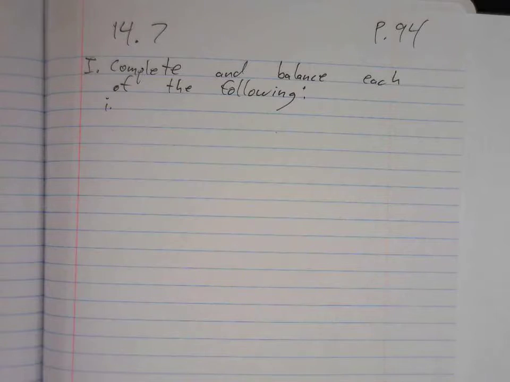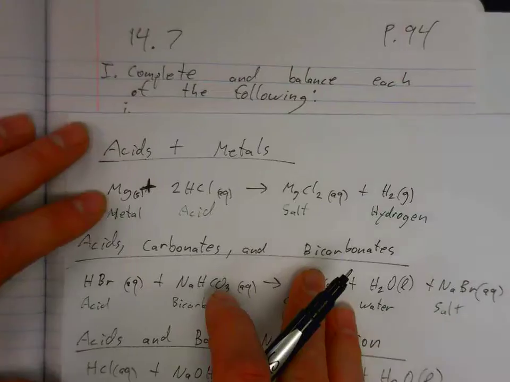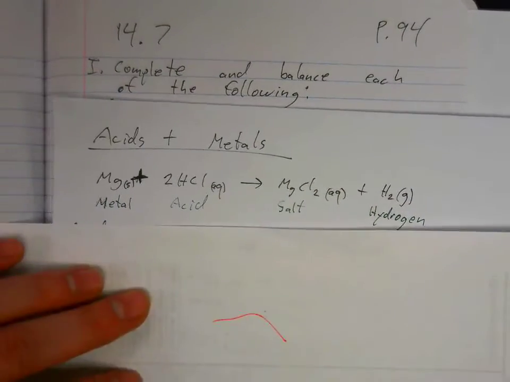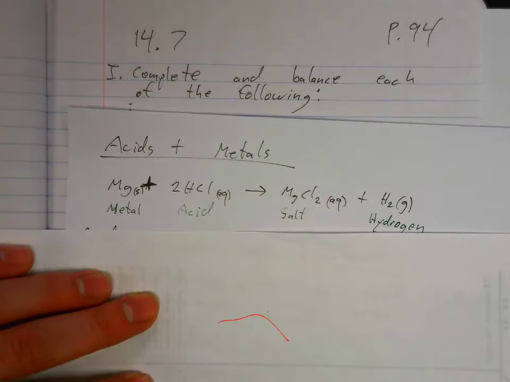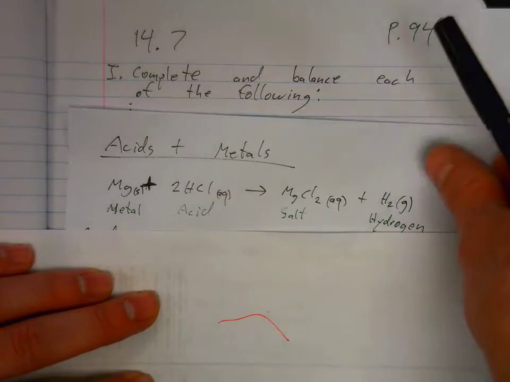Today we're looking at several characteristic reactions between acids and bases, and also acids and other substances. So our reactions are an acid and metal reaction. When an acid reacts with a metal, it characteristically makes a salt and hydrogen.